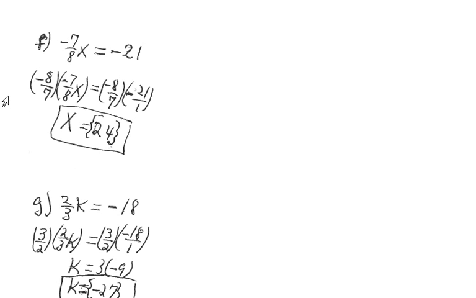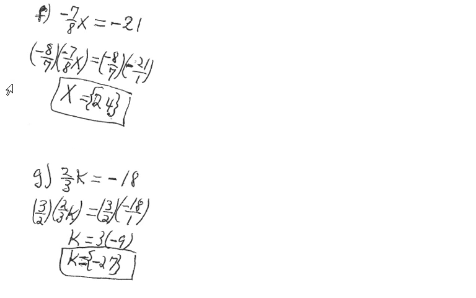F. Minus 7 over 8 x equals minus 21. In this particular case, the variable term x is being multiplied by a fraction. So the best way to solve this one is to multiply both sides of this equation by the reciprocal of the coefficient multiplied onto x. So we get the reciprocal of minus 7 over 8 to be minus 8 over 7, and then multiply both sides of this equation by minus 8 over 7. Simplifying both the left and right member, we get x equals positive 24.